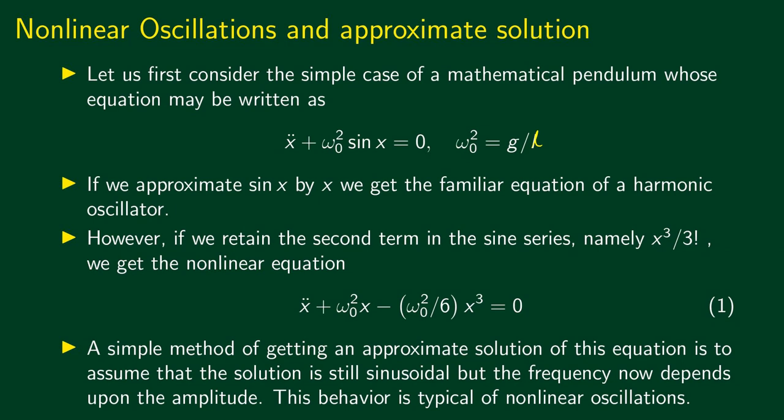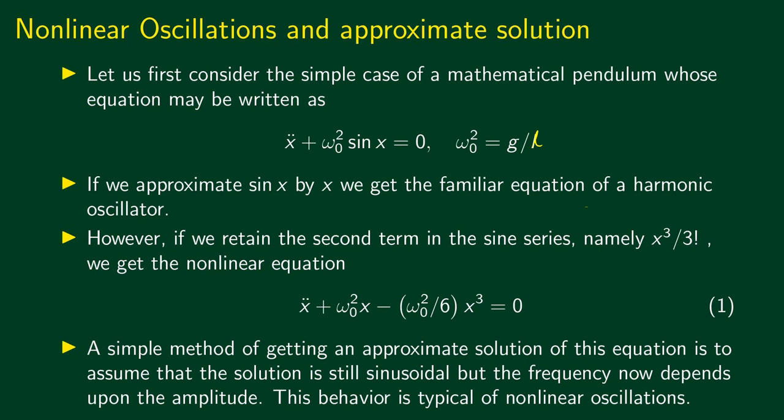So, we approximate sine x by x for small oscillations. And then we get the usual equation for a harmonic oscillator. The sine x expansion goes like x, minus x cubed by 3 factorial, plus x raised to 5 by 5 factorial. The higher powers of the dependent variable x are the nonlinear terms. The first term of the sine x expansion, x, is the linear term.